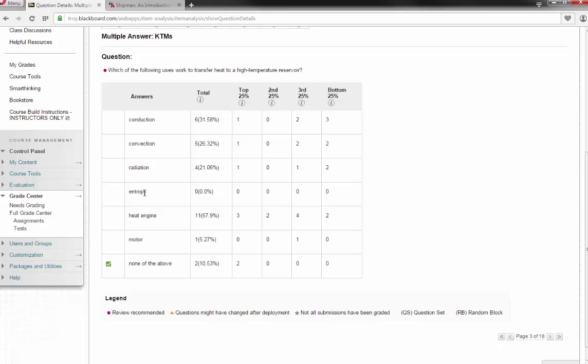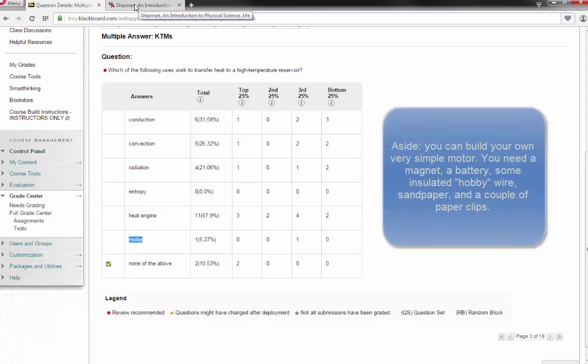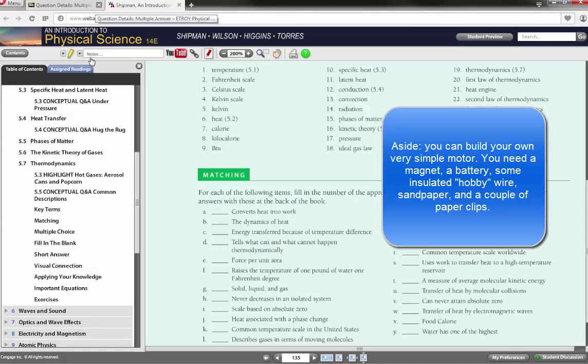Entropy is, of course, tied into this whole thermodynamics discussion, but it doesn't have to do with how heat is transferred. It just has to do with the law that says that when heat is transferred, you increase the entropy of the system. A heat engine basically does the opposite of what this thing is talking about. It uses the transfer of heat from a high temperature reservoir to a low temperature reservoir in order to do work. And then a motor, which we'll actually encounter in Chapter 8, does mechanical work by using electromagnetic energy. Basically converts from electromagnetic energy into work.